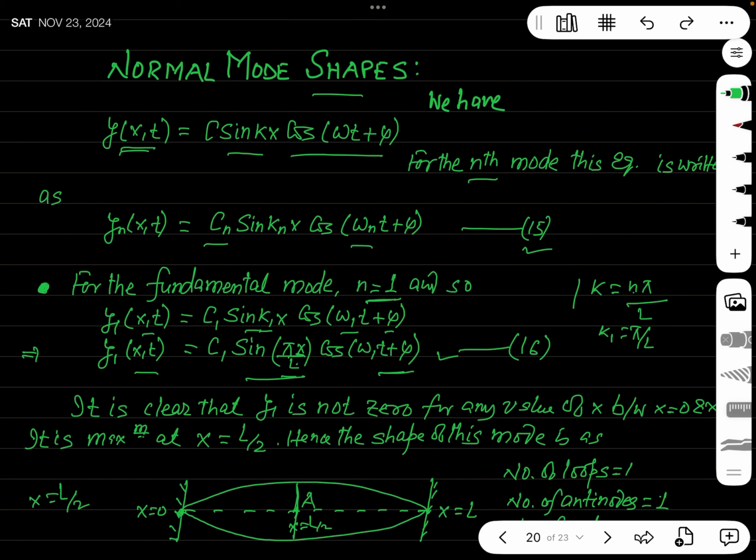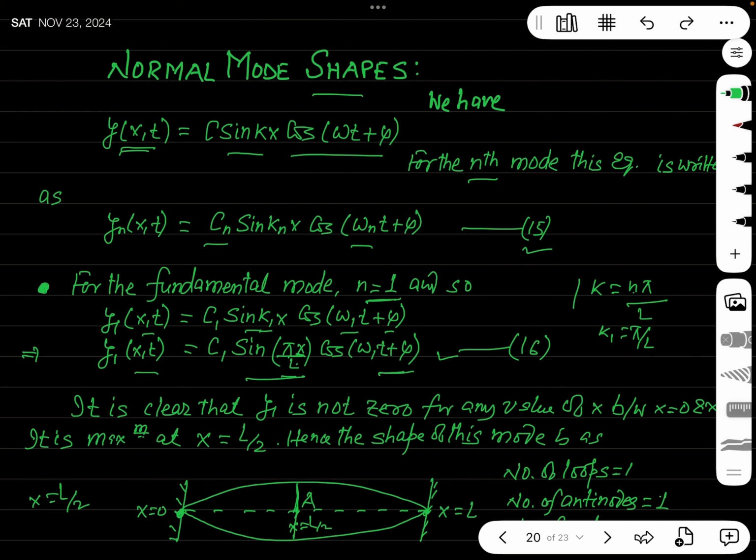And the point where displacement is permanently 0 is called a node. So in this case you can see there are two nodes. The first node is at x equal to 0 and another is at x equal to L. And there is only one antinode at x equal to L by 2. So the shape of this fundamental mode will be as shown in this figure.